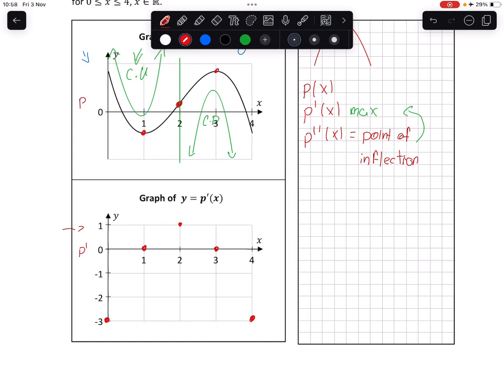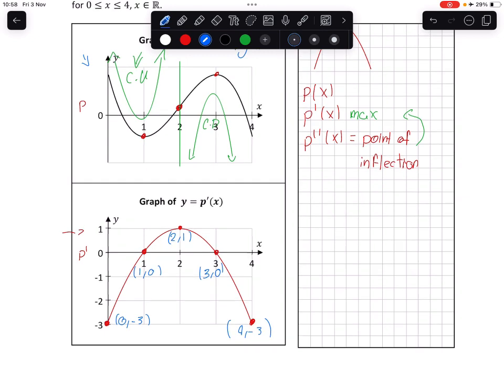And if we go ahead and just connect all the dots, then what we have is a negative quadratic equation that's going to look something like this, where it passes through the points (0, -3), (1, 0), (2, 1), (3, 0), and (4, -3). And there we have it.